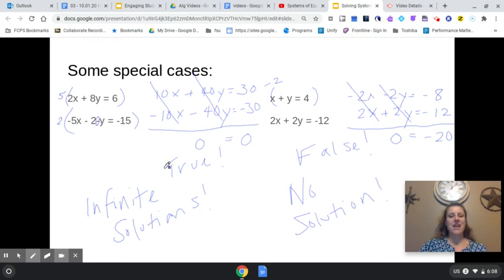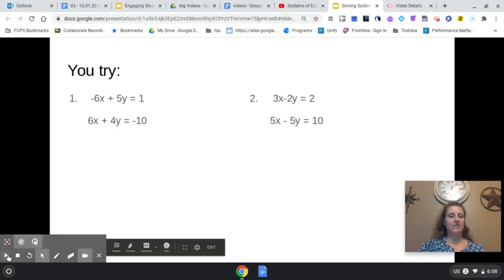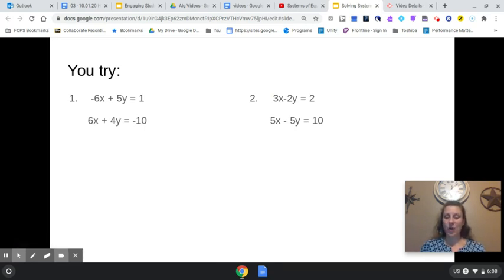And then we could get one line that falls directly on top of another line, and that would be infinitely many solutions. And that was the case with this example on the left side. Okay. We are at the you try slide. So pause the video here, see if you can solve both of those examples using the elimination method, and then unpause the video when you're ready for those solutions.